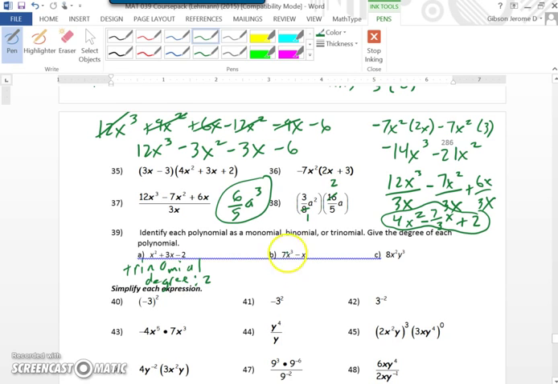Now we come here to B. We only have 2 terms here, so that's a binomial. Look at the highest exponent for the variable is 3, so our degree is 3. Now we look here at C. We only have 1 term here, so that's a monomial. Now, since this is 1 term, we add all of the exponents of the variable. So 2 plus 3 is 5, so the degree is 5.